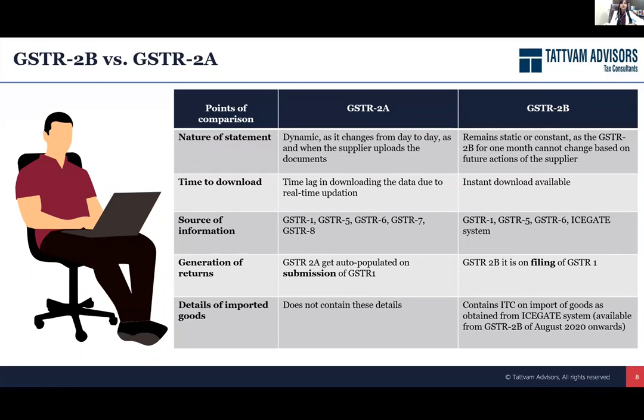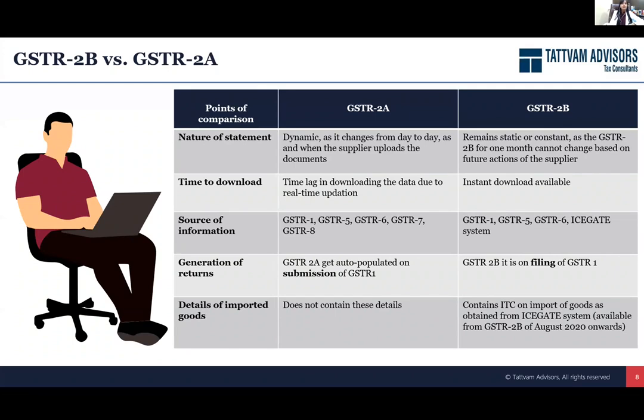As regards the source of information is concerned, 2A is having the data which is filed by GSTR 1, 5, GSTR 6, 7, as well as GSTR 8. But in 2B, we have GSTR 1, GSTR 5, and GSTR 6, and the additional data which is coming from the ICEGATE, which is pertaining to the import of goods.